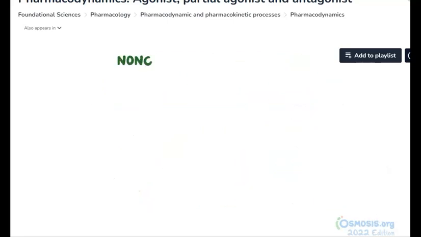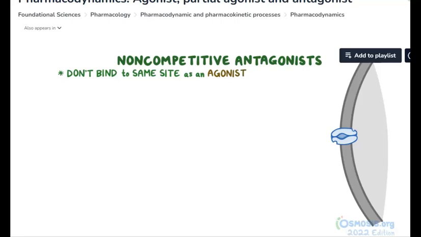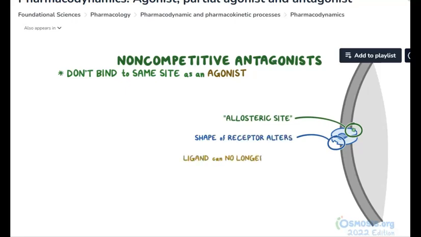On the other hand, non-competitive antagonists don't bind to the same site as an agonist. They bind to a spot called an allosteric site. When they bind, it causes the shape of the receptor to alter in such a way that the ligand can no longer recognize it as a binding site. And even if it does manage to bind, it won't be able to produce the agonist effect.